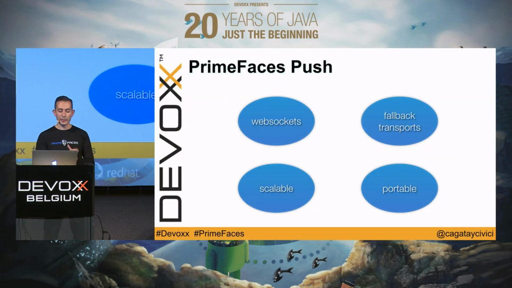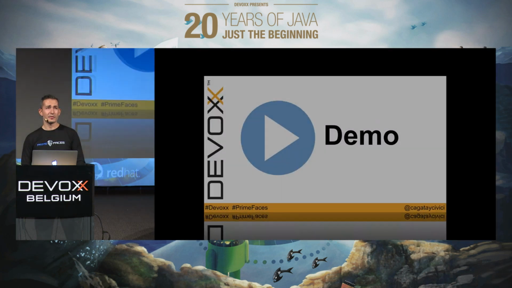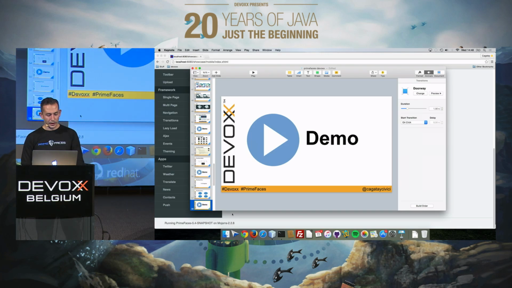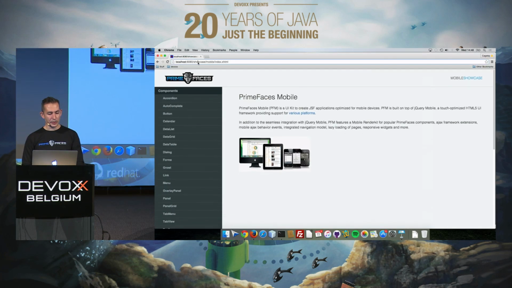So it supports WebSockets and fallback transports like HTTP streaming and long polling as well. It's highly scalable. It is widely used in newspapers and gaming websites all around the world. And it's quite portable so that you don't need to worry about changing the server. Of course, this problem was a bit more before Java EE 8. So the API is quite simple and fun to use.